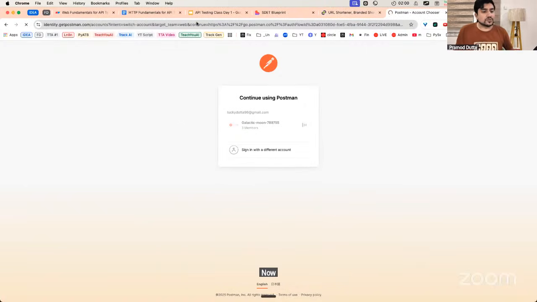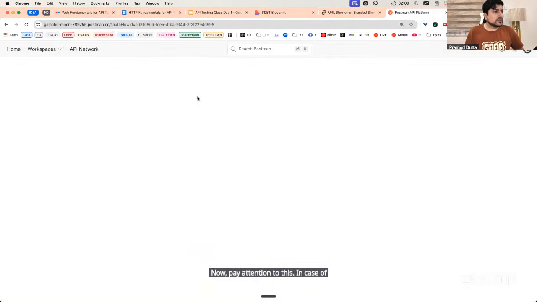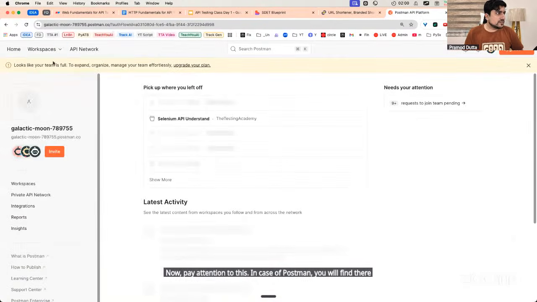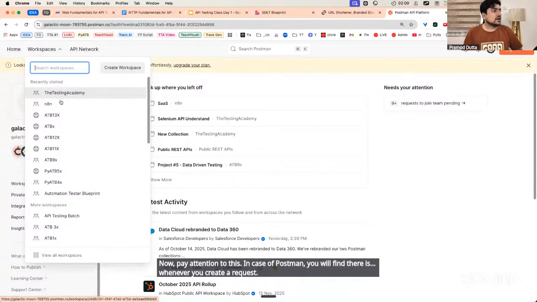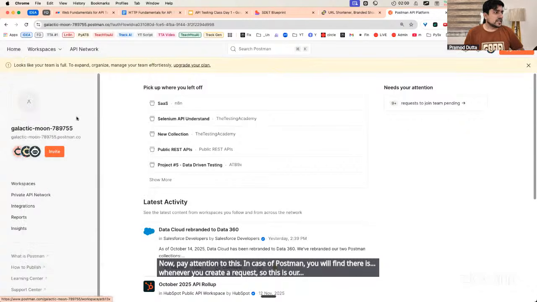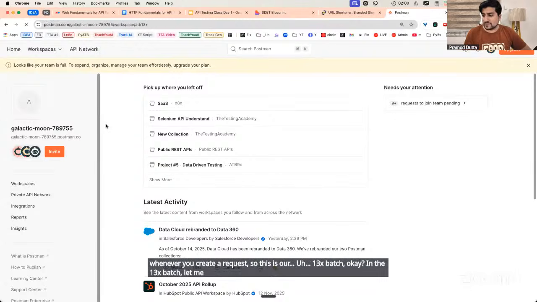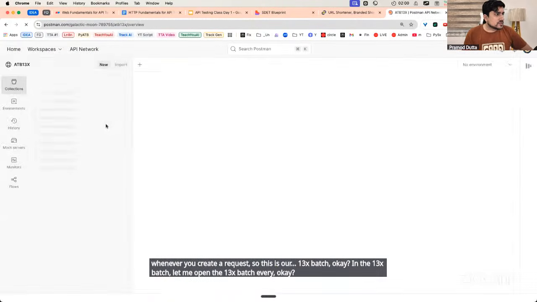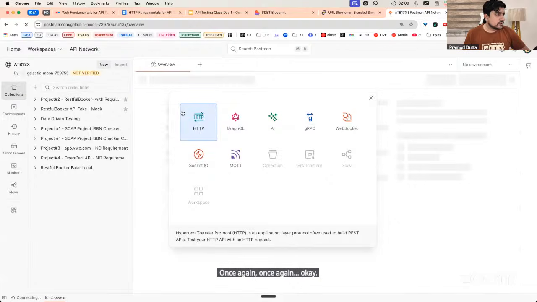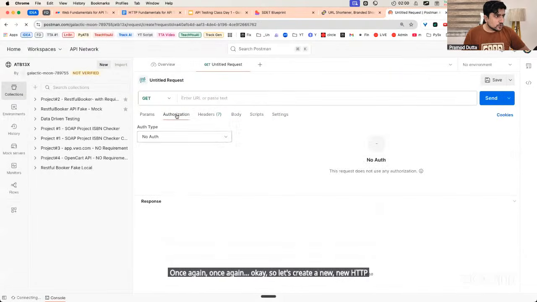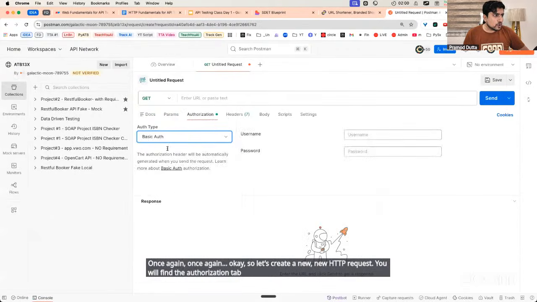Now pay attention to this. In case of Postman, whenever you create a request, so this is our 13x batch. Let me open the 13x batch, everyone. Okay, let's create a new HTTP request. You will find the authorization tab. This is a basic auth.